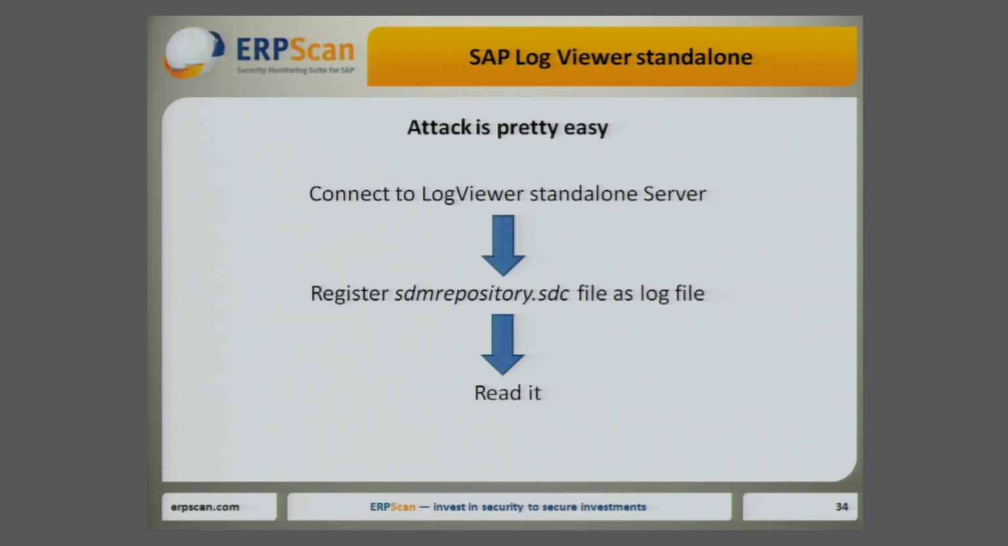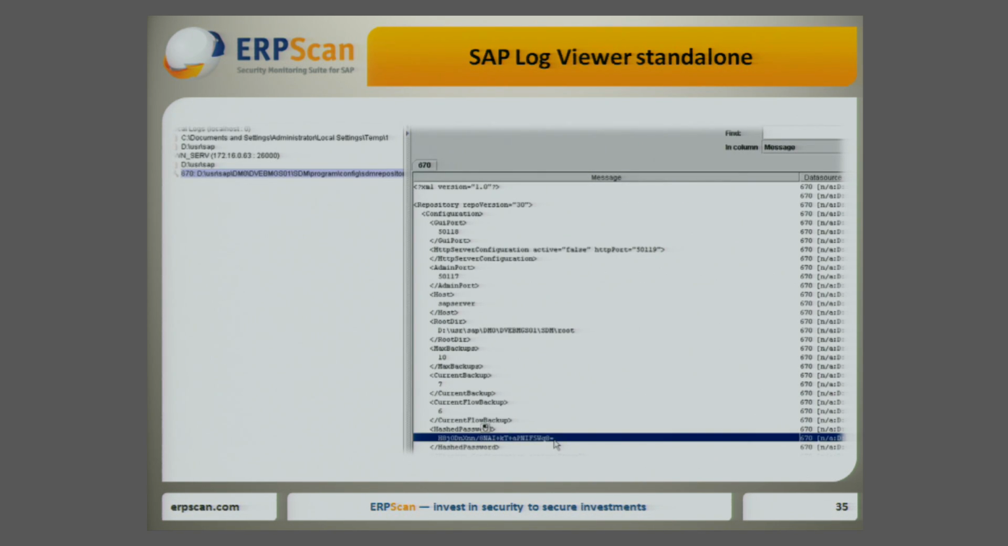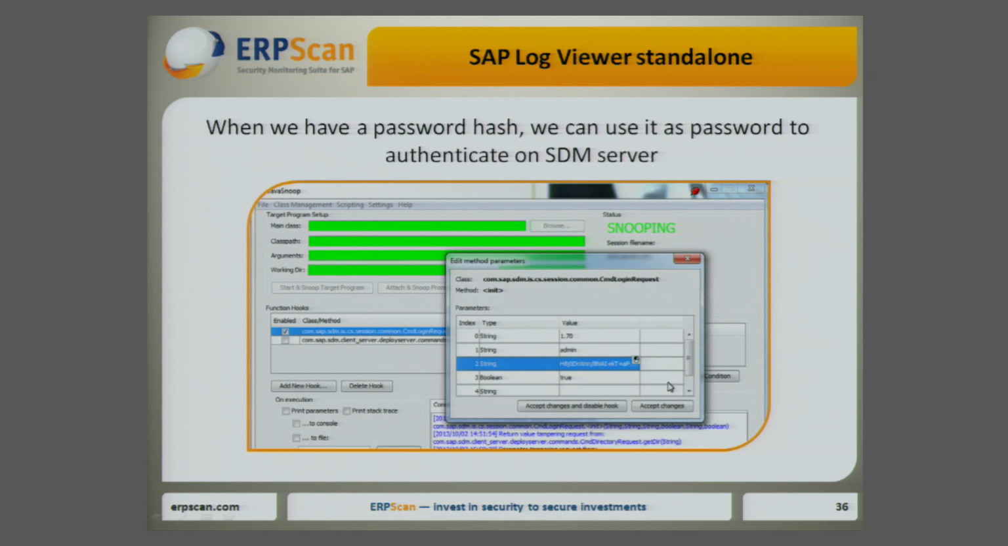So the attack is pretty easy. Connect to the Log Viewer standalone server, register the sdmrepository.sdc file as a log file, read it, and go to the hash. That's how the config file looks in SAP Log Viewer. And there is the hash. We got it.